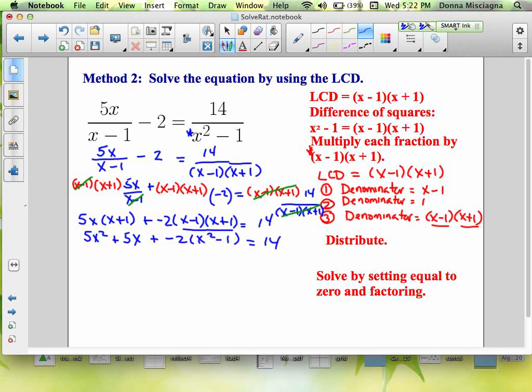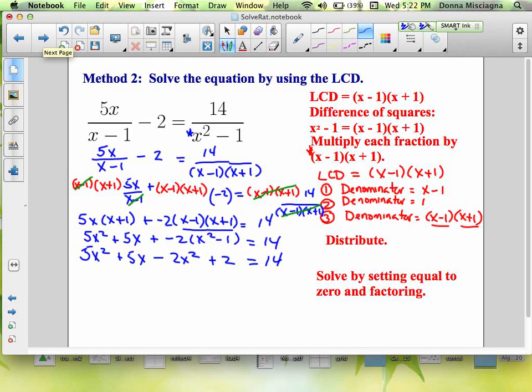All right, so now just distribute the negative 2 and combine like terms. So we have 5x squared plus 5x, minus 2x squared plus 2. That's why it's really important to make that a plus a negative 2, so we don't lose that negative sign. Otherwise our answer is going to be wrong if we make errors in computation.